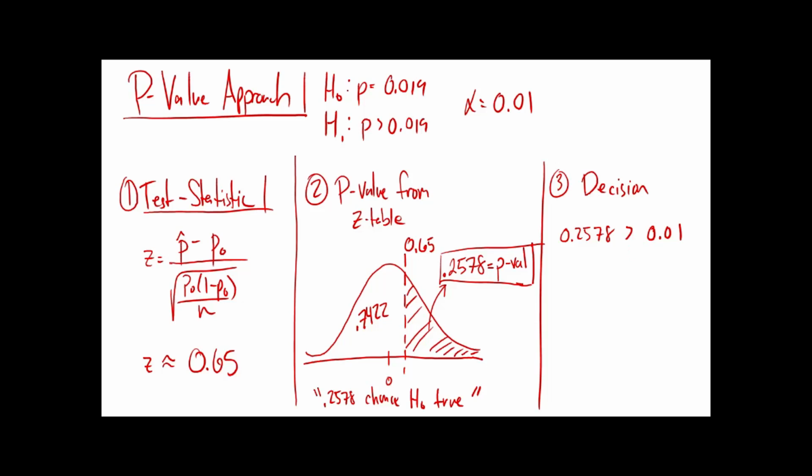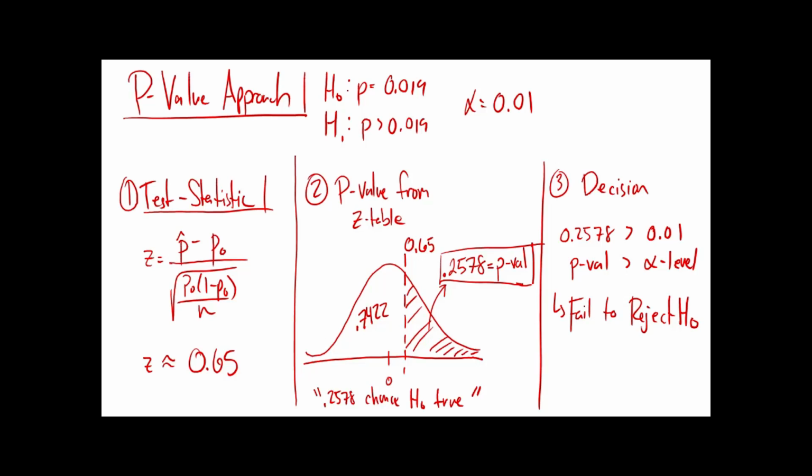Our p-value is way bigger, right? Yeah. So our p-value exceeds our alpha level. And so we would fail to reject the null hypothesis. So we would come to the same decision as we did in the last one.